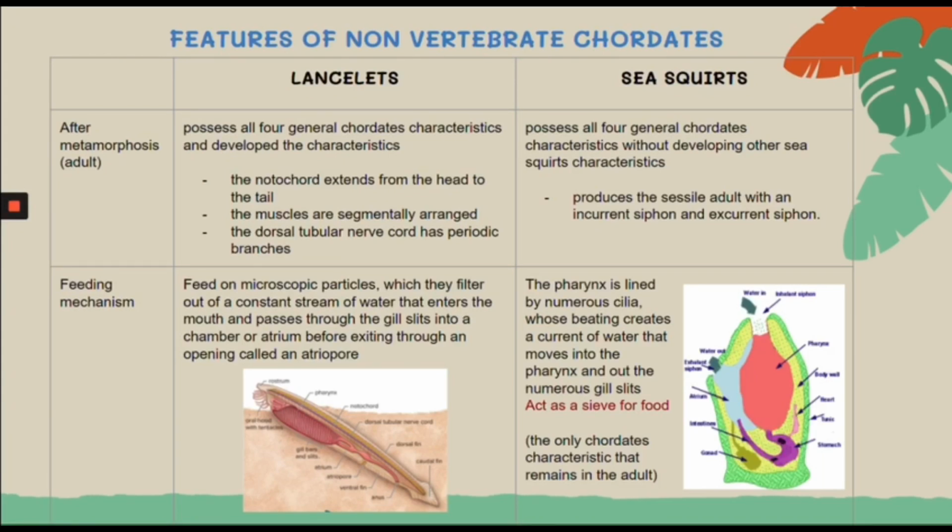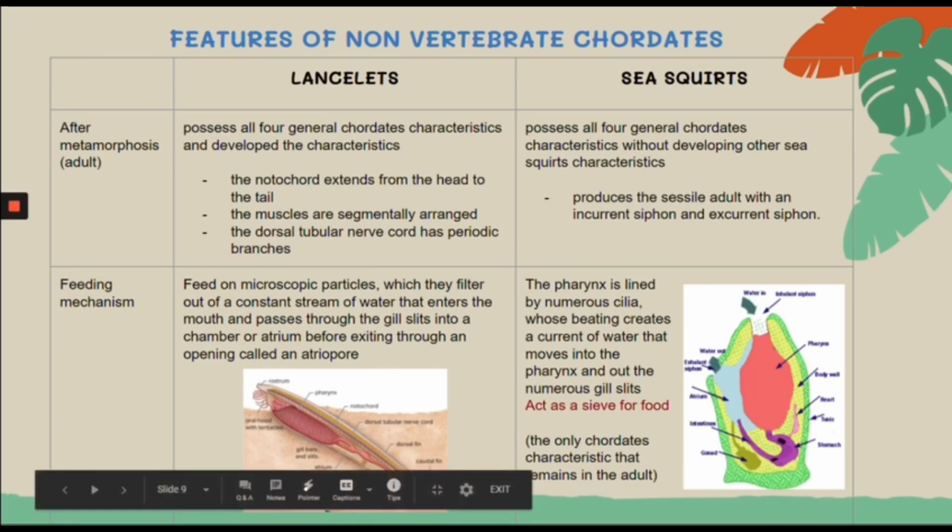For the feeding mechanism, lancelets feed on microscopic particles, which they filter out of a constant stream of water that enters the mouth. This is the mouth, and the water passes through the gill slits into a chamber or atrium before exiting through an opening called the atriopore. This is the atriopore.